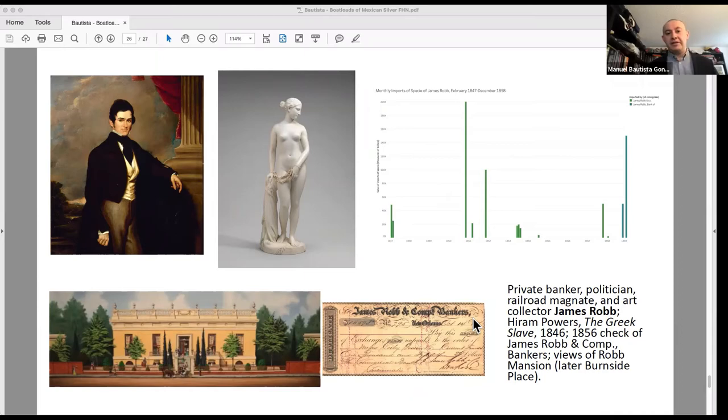And one of the reasons that might appear from looking at this body of evidence I have collected seems to be the fact that he was mostly in a fiat, paper monies, credit economy, whereas all the other actors are actually in a specie economy. James Robb's house is actually bought by the Anglo-Irish sugar planter that I mentioned to you before. From Robb Mansion, it becomes Burnside Place.